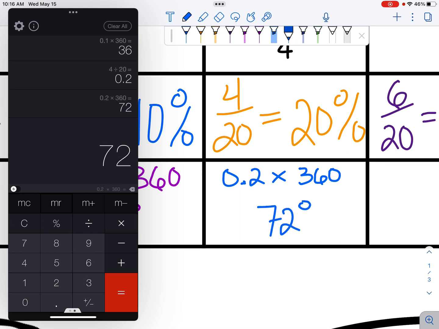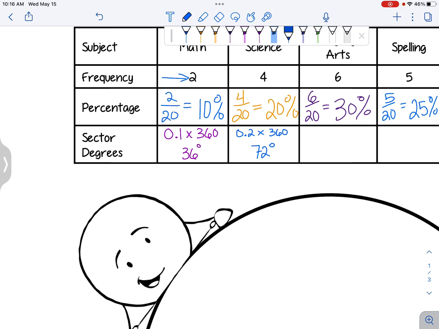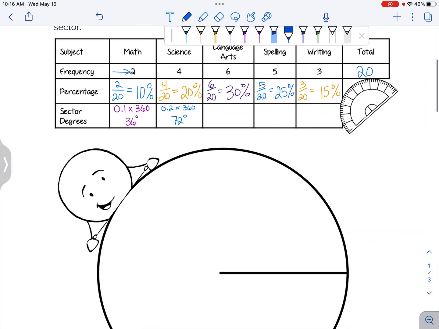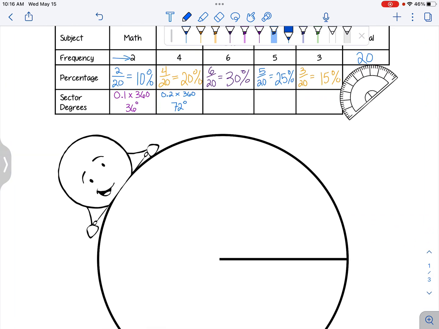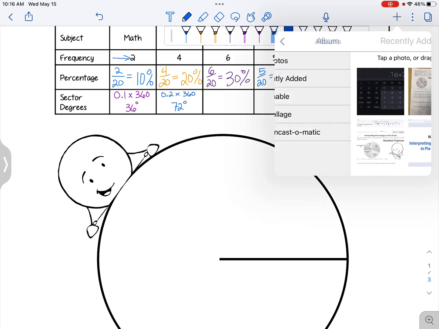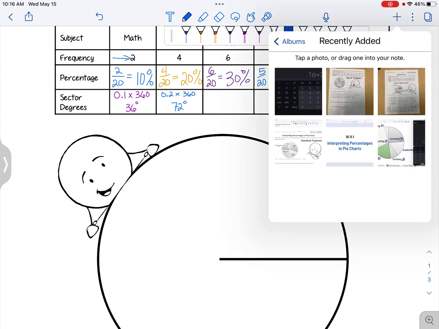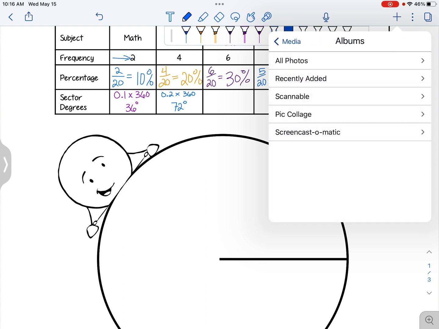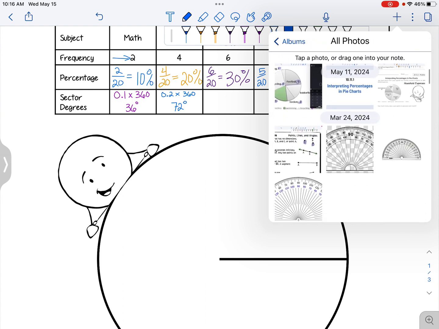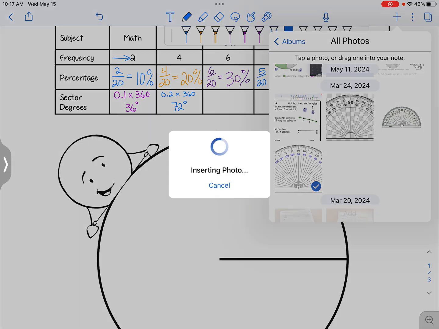I'm going to stop here because you can follow those directions for the rest of the boxes. But the part that's tricky, and I'm just not sure if I'm going to be able to do it on my iPad, but I'm going to give the best shot that I can. I'm going to pull up a protractor from my photos. Let's see, where was it? Not the recently added. It was here, I just saw it. All right, let's try this one.